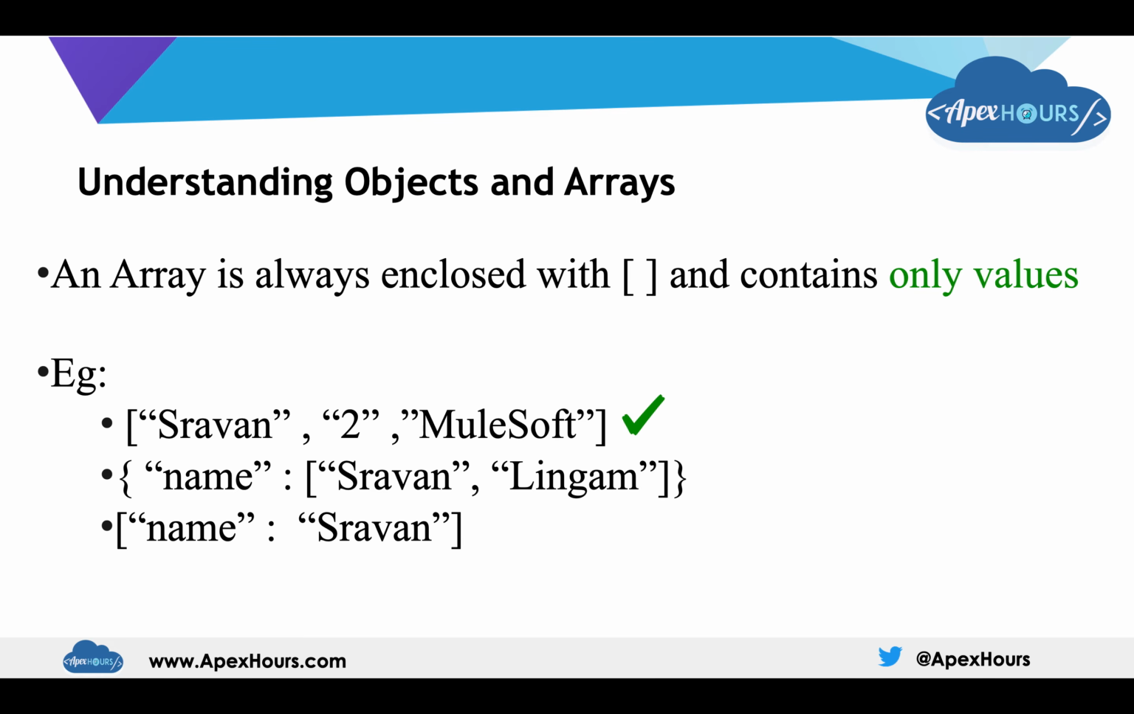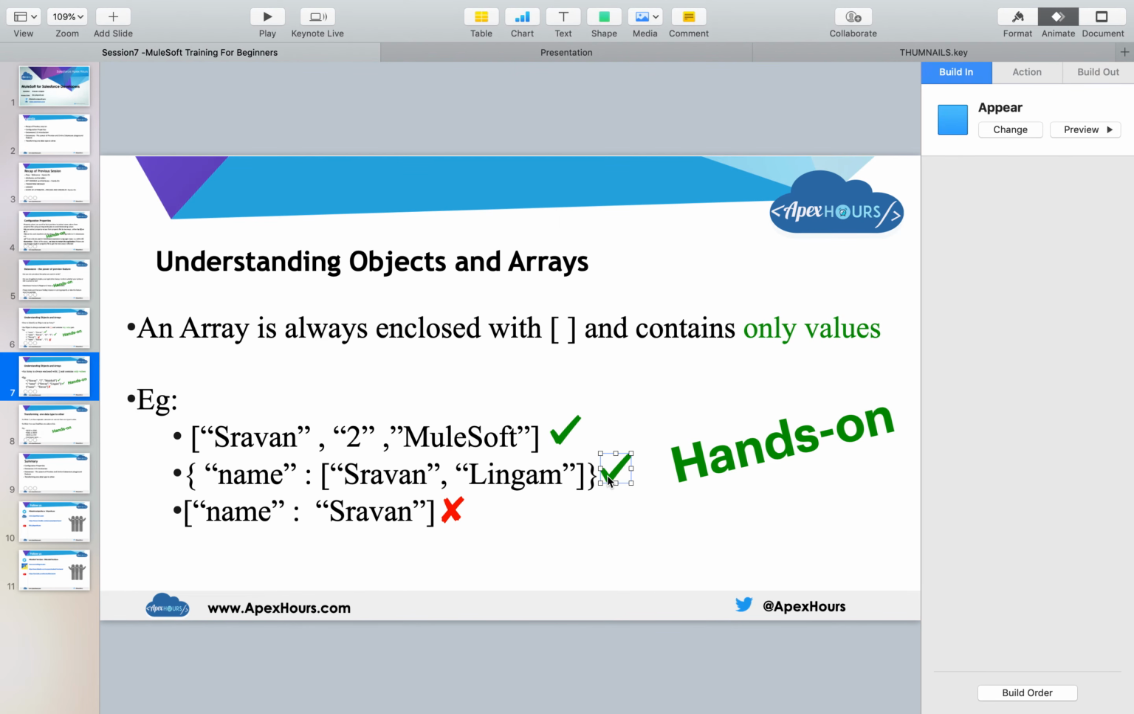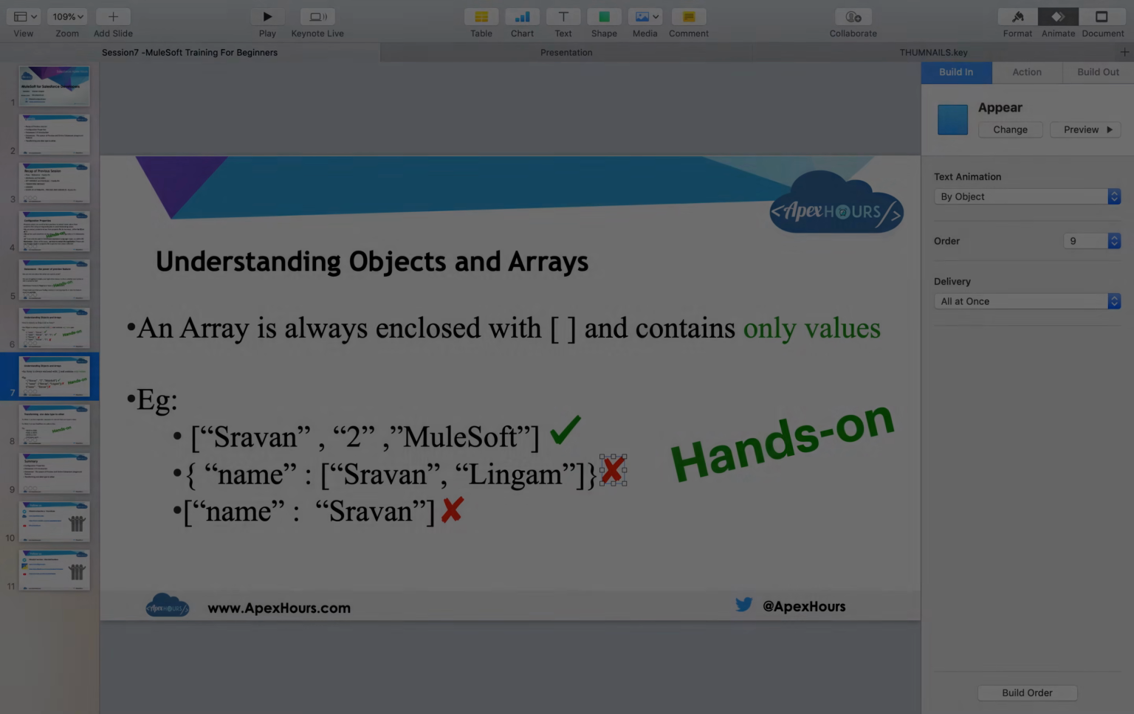Now the second, by default I will reject immediately. It is not an array because this is enclosed within curly braces. That means this is an object, not an array. Sorry, this should be a cross mark, my bad. The third one is also wrong, because first let me change this one. So this should be wrong. This is not an array, this is an object. So come back to our session.